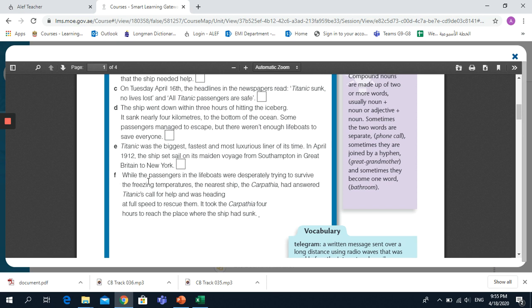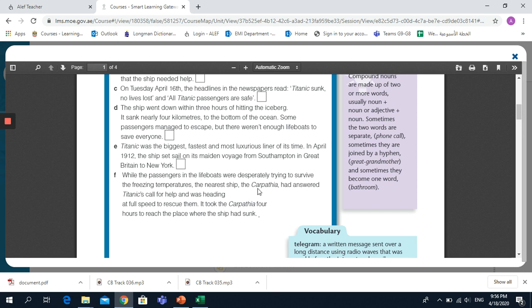Letter F. While the passengers in the lifeboats were desperately, hopelessly trying to survive the freezing temperature, the water was very cold around them. The nearest ship, the Carpathia, had answered Titanic's call for help and was heading at full speed to rescue them, to save them.